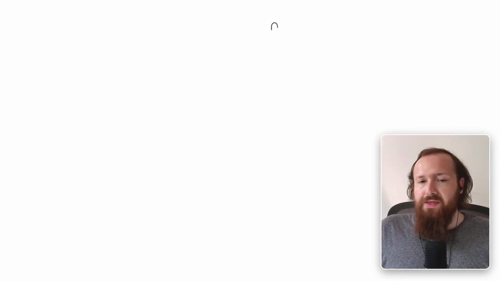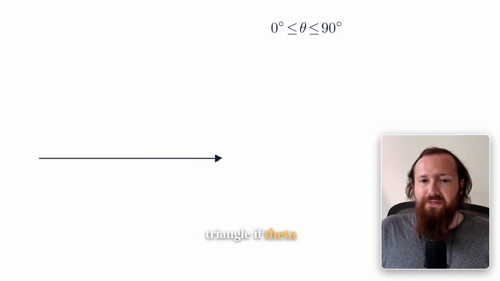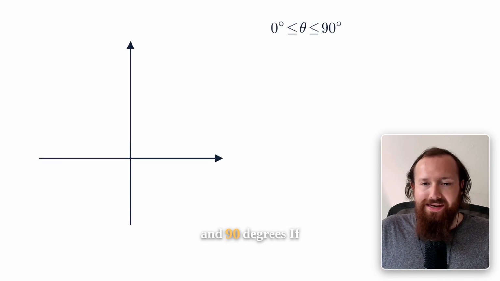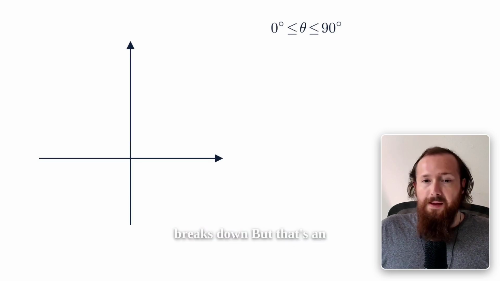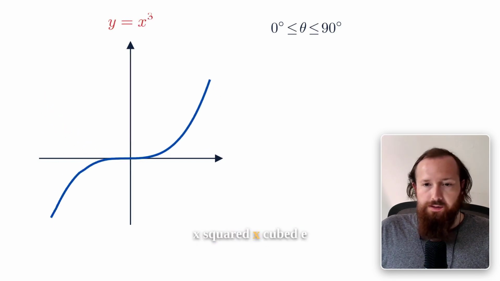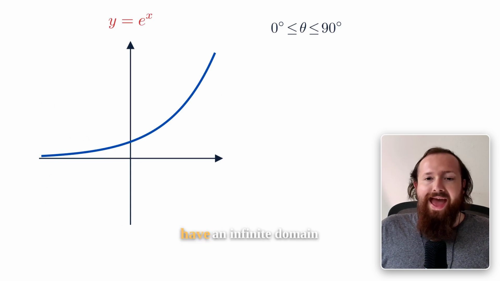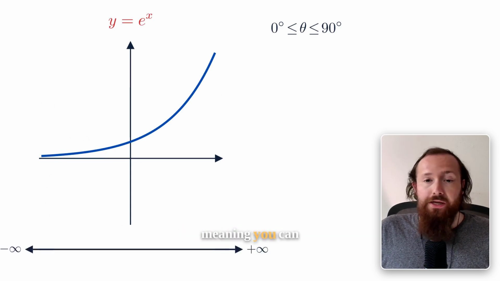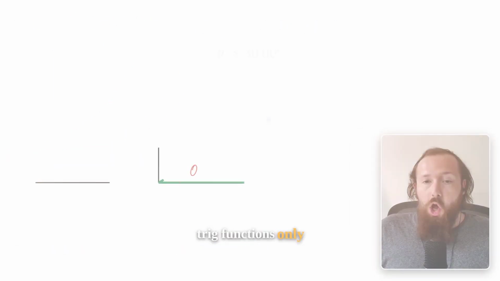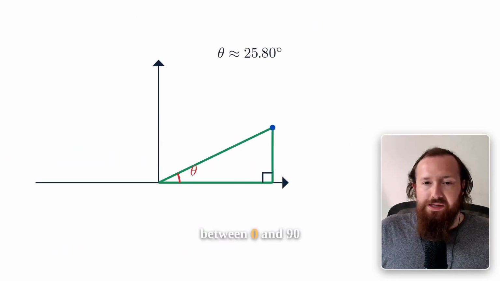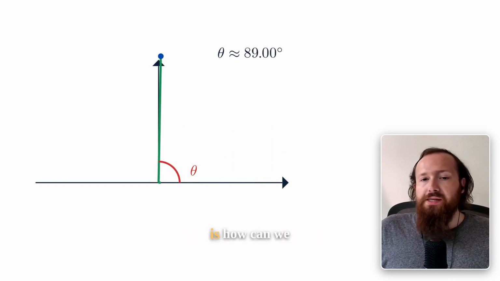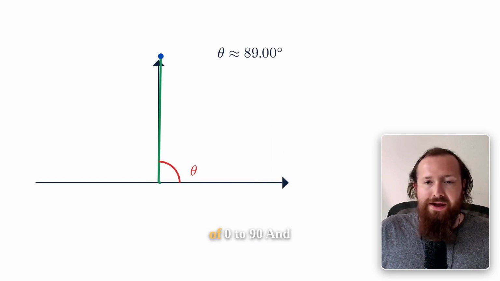The problem is, this only represents a triangle if theta stays between 0 and 90 degrees. If we go outside of those bounds, the triangle breaks down. But that's an issue because almost all the other functions you deal with, x squared, x cubed, e to the x, etc., have an infinite domain, meaning you can plug whatever you want into them. That makes them a lot more flexible and overall a lot easier to work with. But our trig functions only work when theta is between 0 and 90 degrees. So the question is, how can we extend that domain of 0 to 90?